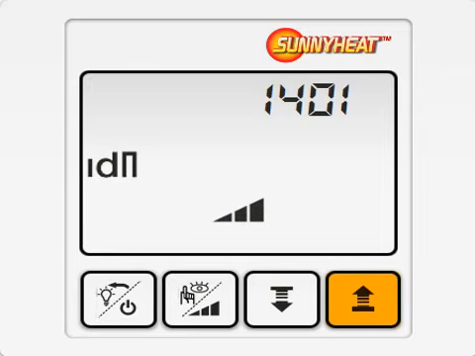Now we have to do a few steps with the SUNNYHEAT heat panel. Please turn your heat panel off and on again. You can do it by plugging the plug out of the outlet or using the power button at the back of your SUNNYHEAT heat panel. The heat panel should blink at the back. That means it is in the service mode.